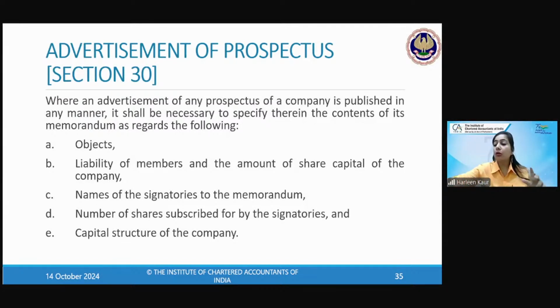In chapter 1 also you have learned its definition. In chapter number 3, while doing the contents of prospectus, you have learned its definition. So expert is an important person because his statement is attached. He should have given his consent that yes, the prospectus is fine and he has not withdrawn his consent. Then only the expert statement shall be included.